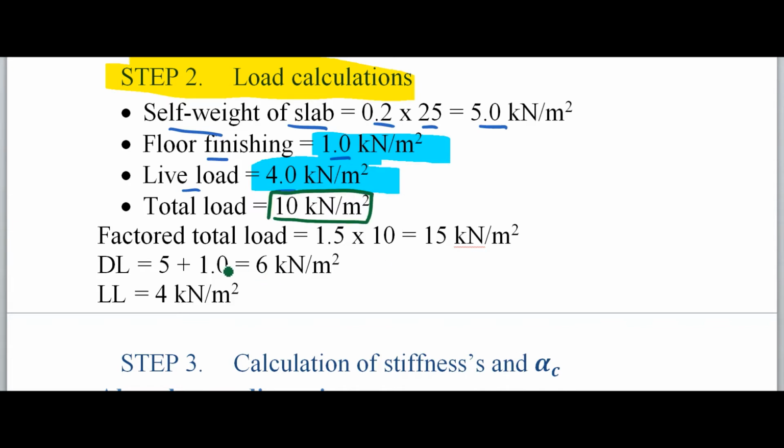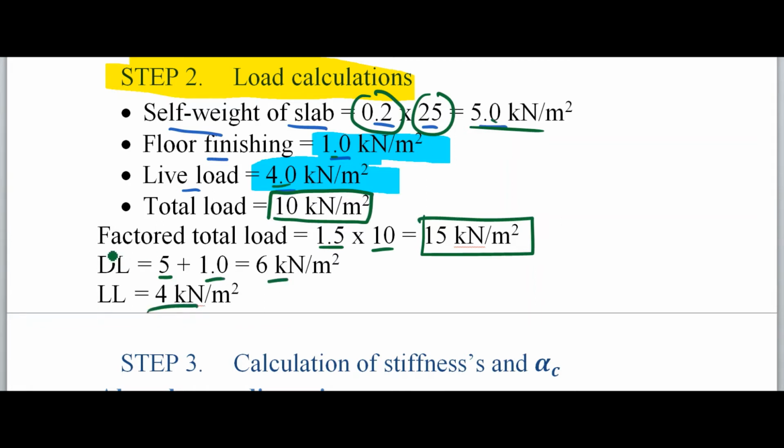That's why factored load is 1.5 into 10, so 15 kN per meter square. Here 0.2 is the thickness and 25 is the density, so 5 kN per meter square self weight. 5 plus 1 plus 4 is 10, right? So dead load is 5 plus 1 is 6 and live load is 4. Why do we separate dead load and live load? Because we require to find a pattern loading. So that's why we calculate dead load and live load separately, right?